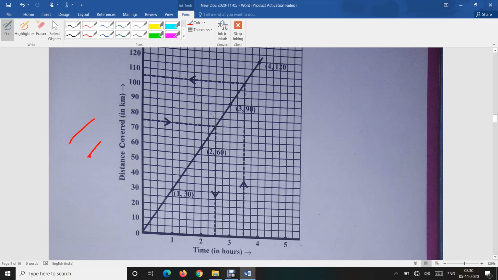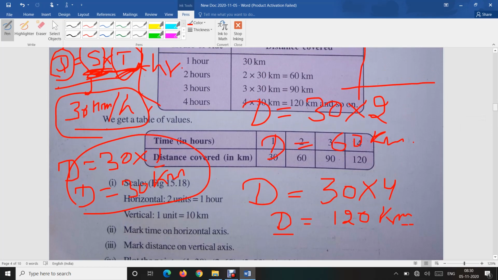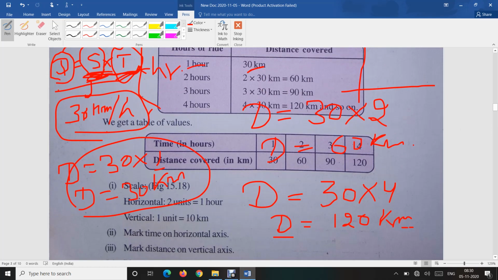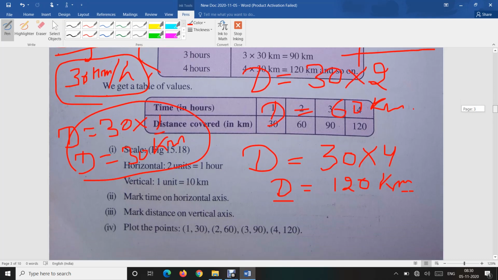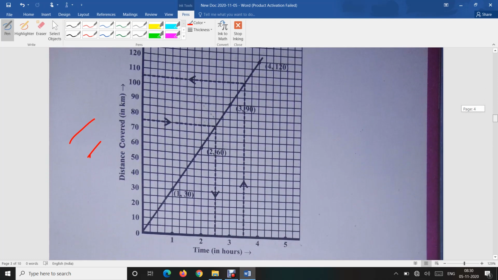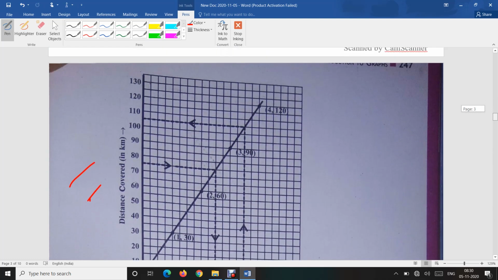And this is the way you can draw the graph. For the first, time is 1 hour, distance is 30 kilometers. So you have to take the time as 1 hour, 2 hour, 3 hour, 4 hour, and here distance is 30, 60, 90, 120. That means the minimum difference is 30. So you have to choose the scale according to that. Here we are choosing the scale as 1 unit equal to 10 kilometers. So it is 10, 20, 30, 40, 50, 60, 70, 80 up to 130.